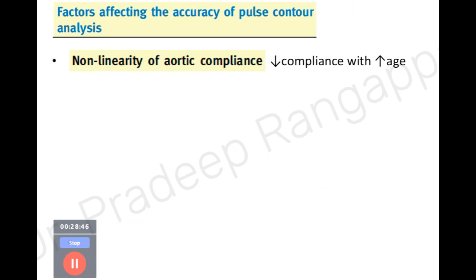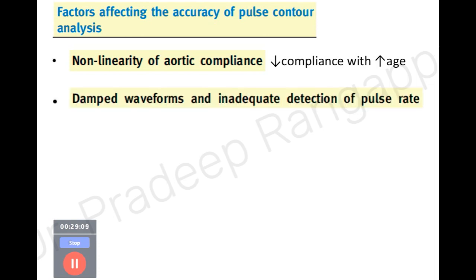So what are the factors affecting the accuracy of pulse contour analysis? Again, the non-linearity of the aorta, because aortic compliance is not linear and keeps changing with age. There can be reduced compliance with increased age, which determines your systolic forward compression and the peak systolic excursion, which has a bearing on the cardiac output.